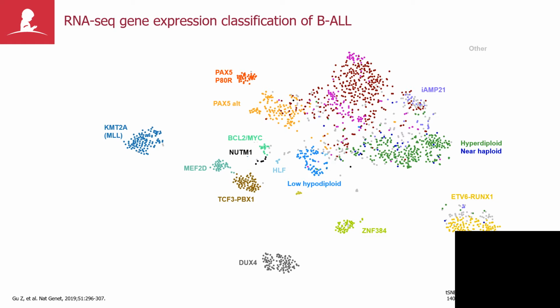And additional subtypes of leukemia driven by transcription factor genetic alterations. I'll come back to some of these themes later in the talk. There are two groups here defined by alterations of the B cell transcription factor gene PAX5, one group with a single point mutation P80R, and one group with more diverse alterations called PAX5ALT with a number of different mutations and rearrangements.